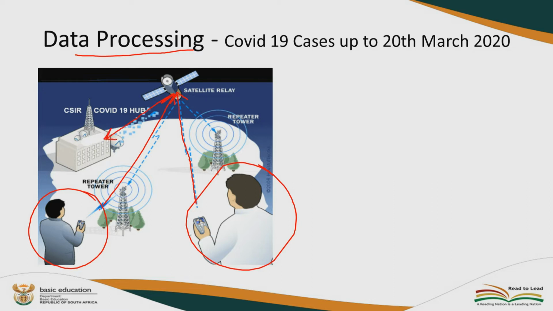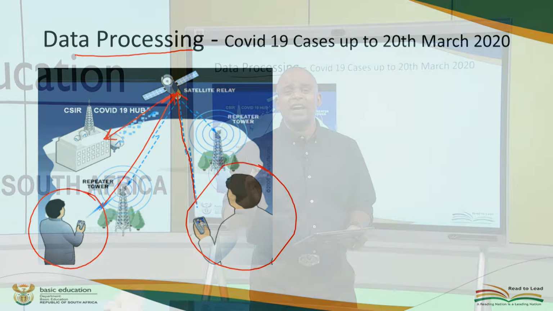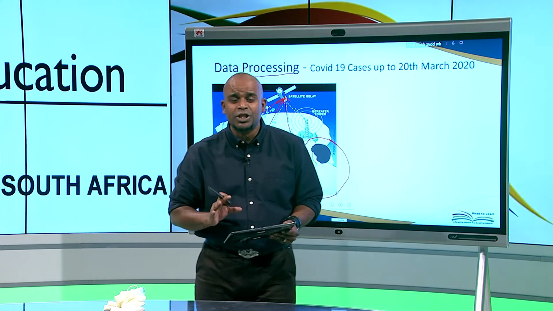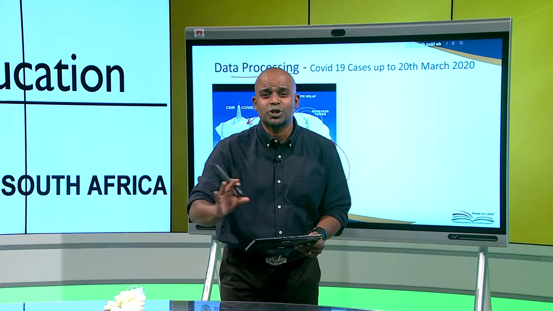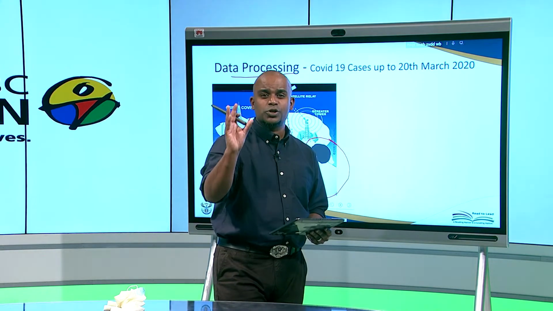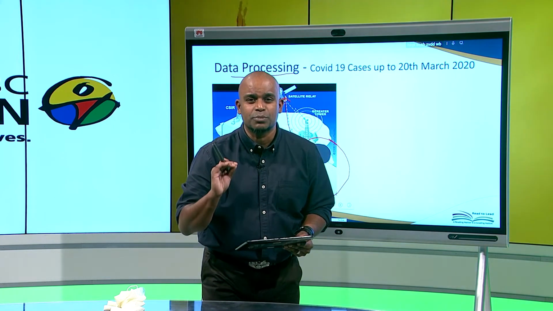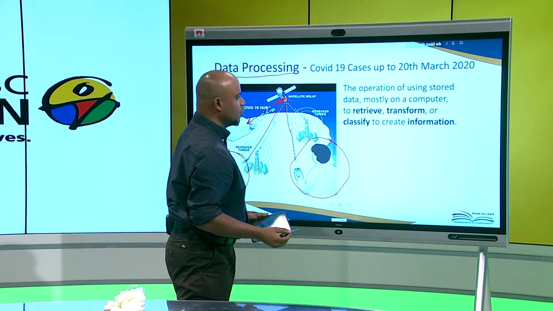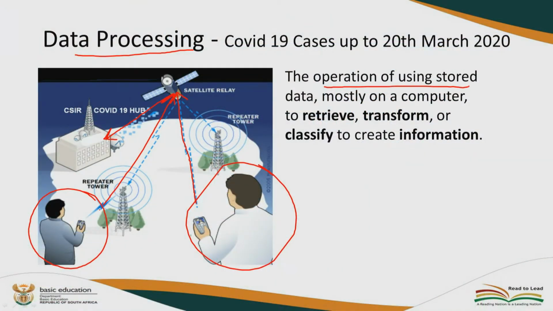Earlier, I spoke about the NCID, which is our National Institute for Communicable Diseases, as well as the CSIR. That is the hub of South Africa. All the information, all the data that is captured throughout the country then is processed and transferred into a central hub, which is based in Pretoria. Now, what is happening there? Very good. We look at the operation of using stored data, mostly on a computer, to retrieve, transform, as well as classify, to create information.